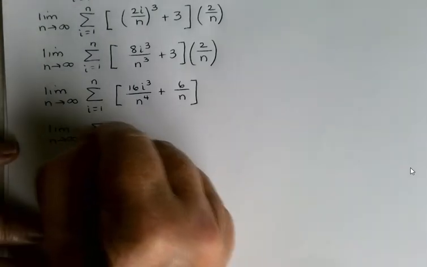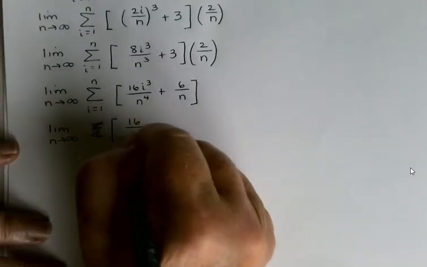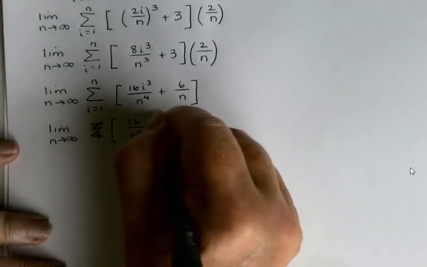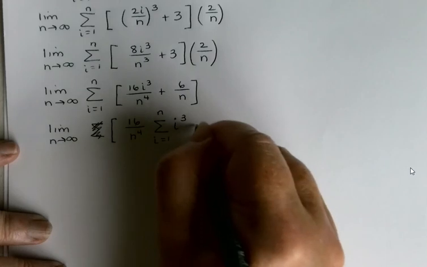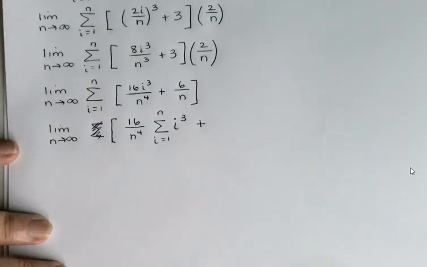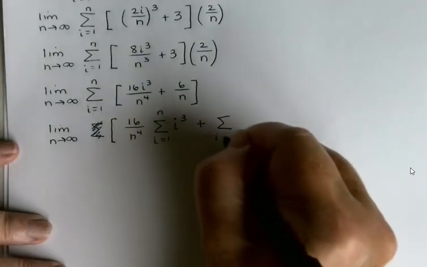So let's see here. Oops, let me pull some constants out. This first one would be 16 over n to the 4th times the sum of i cubed. Plus the second one, that's just a constant. There's no i's in it at all. So I'm just going to leave that as the sum of 6 over n.